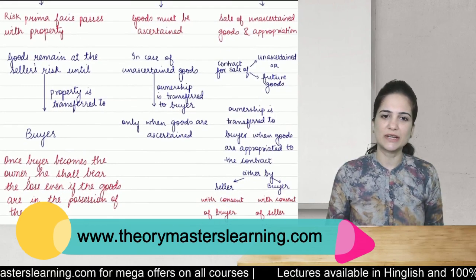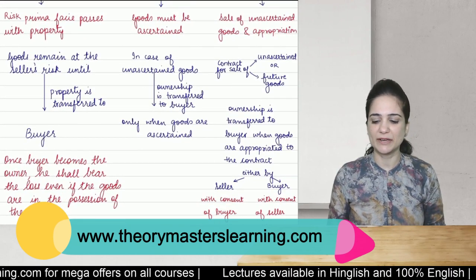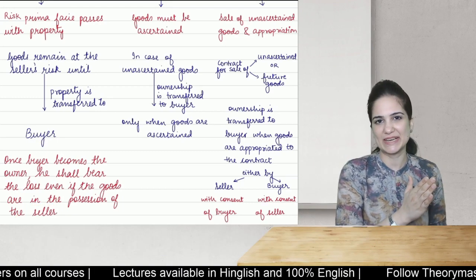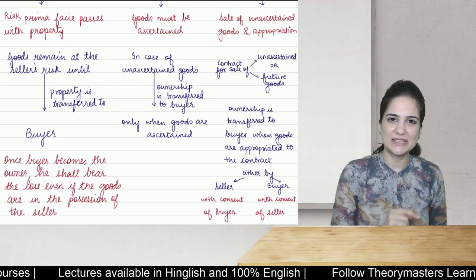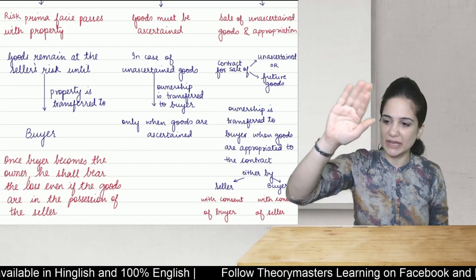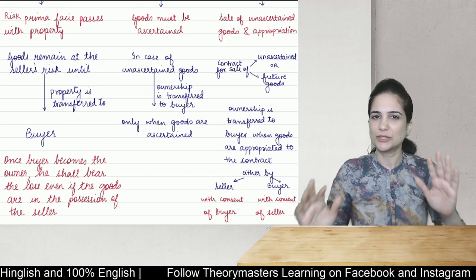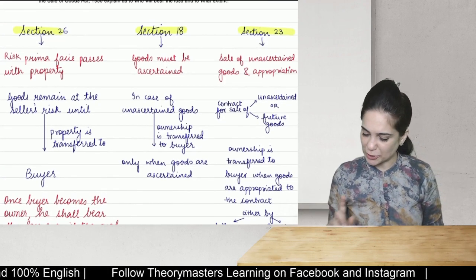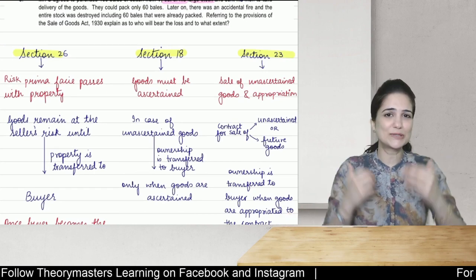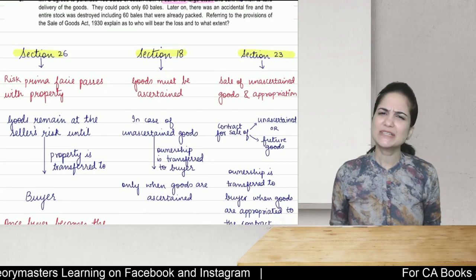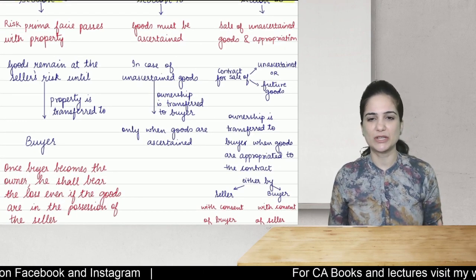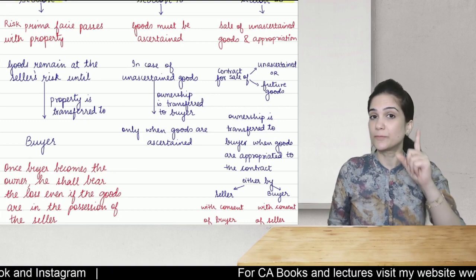In case of unascertained goods, ownership is transferred to the buyer when the goods are ascertained. Ascertained means identified and kept aside. So identifying is ascertainment, keeping it aside is appropriation. So you identify and keep the goods aside, ownership is transferred. So section 18, now let's read it with section 23. How are the goods ascertained? If it is a contract for sale of unascertained goods or future goods, then ownership is transferred to the buyer when the goods are appropriated to the contract.